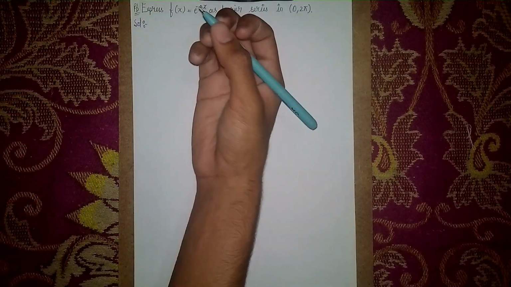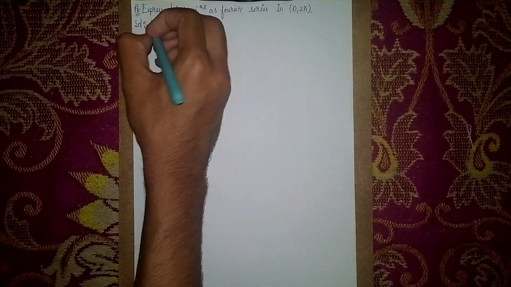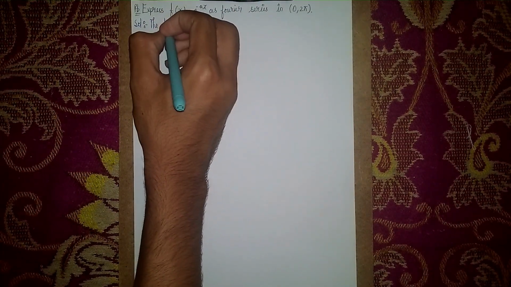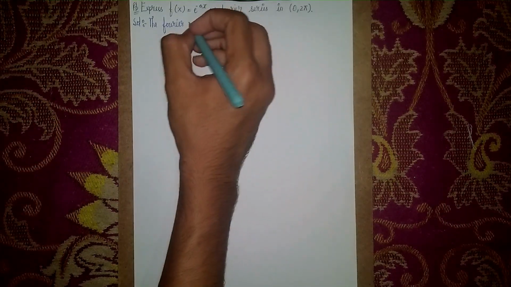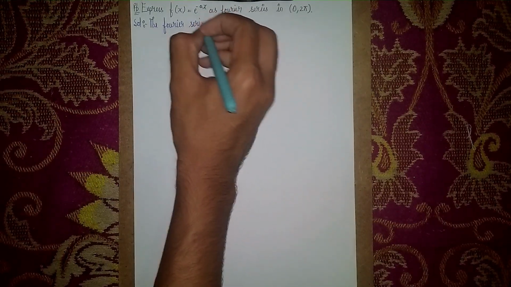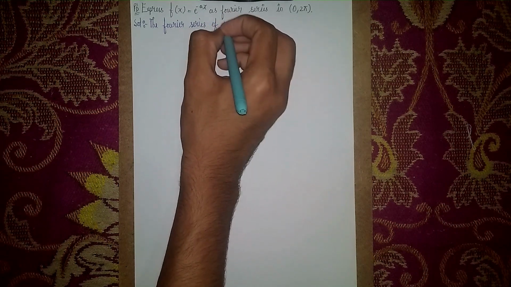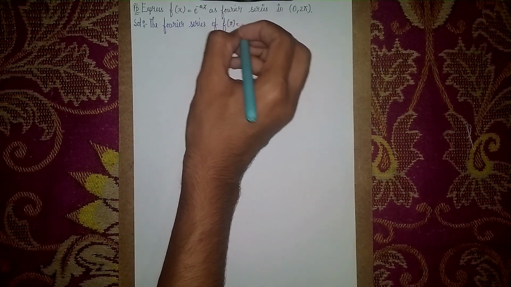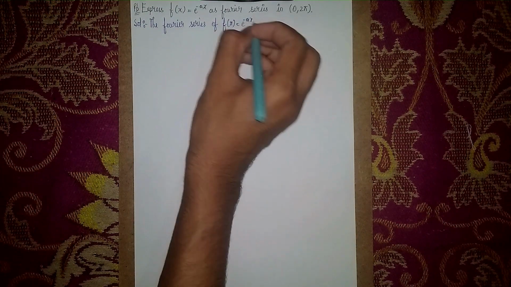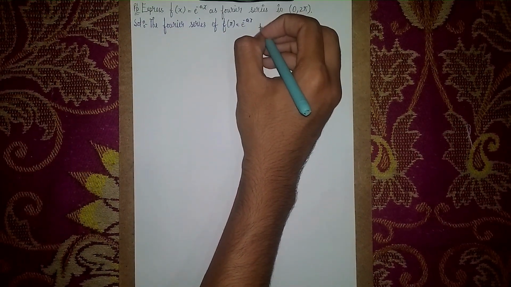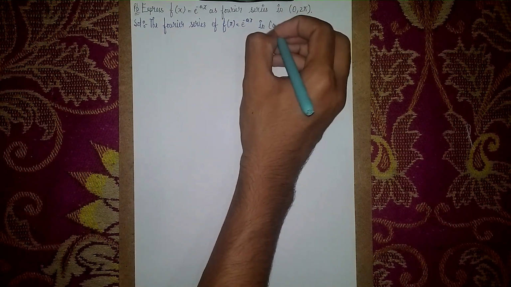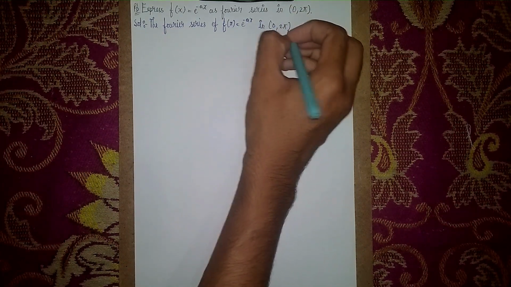The Fourier series of f of x is equal to e power minus ax in 0 to 2 pi. Okay, first write this statement. In the question you have to write the first statement.